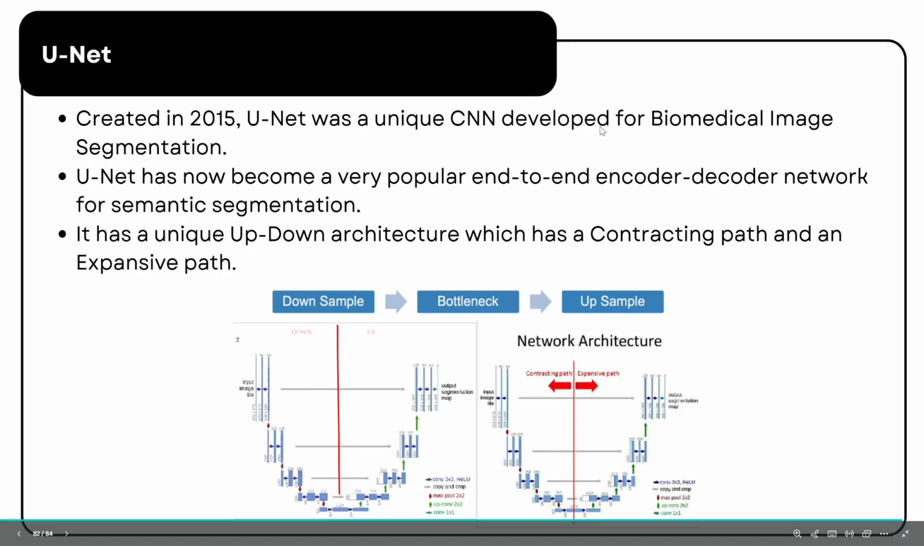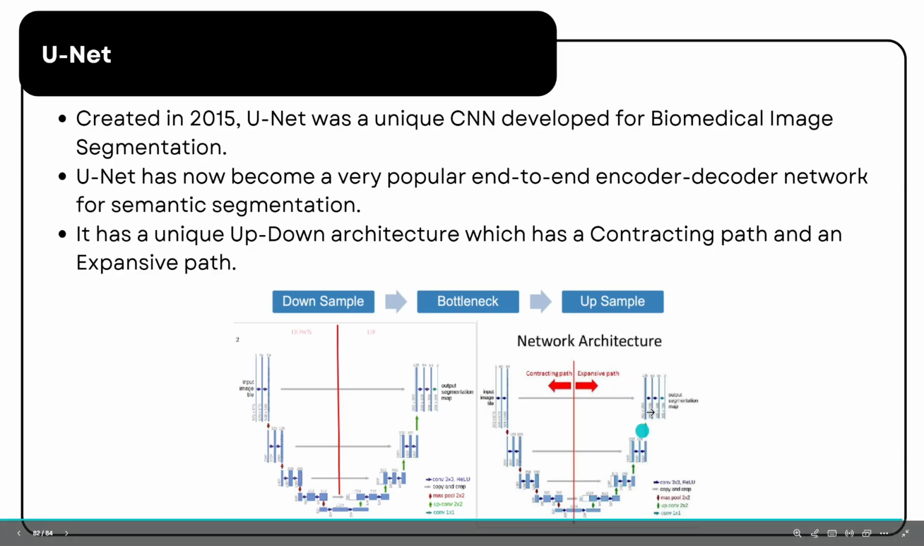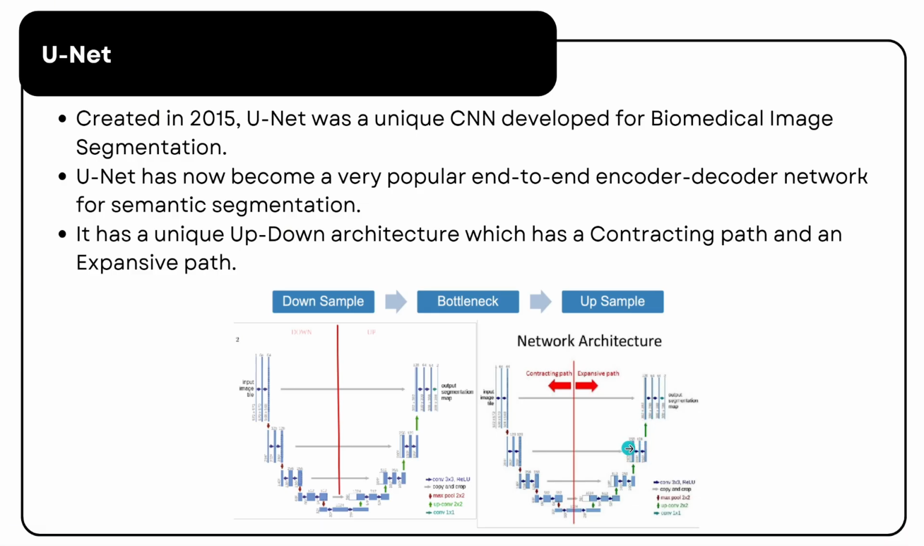And then, as you can see in this one, the expansive path, which does upsampling, restores the image spatial resolution while merging it with the high resolution features from the contracting part. So as you can see here, using the skip connections. These skip connections are key. They allow the model to retain fine-grained spatial information that would otherwise be lost.